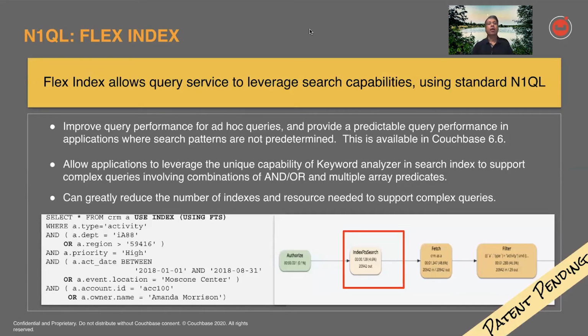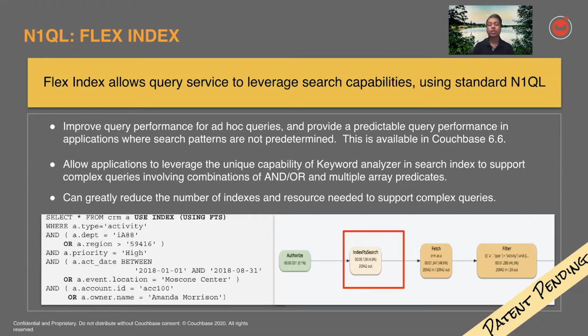Okay, Flex Index. This is a functionality that we introduced in Couchbase 6.6, but I think its capability is significant enough that it is worth emphasizing again. The Flex Index allows the query service to leverage both the search capabilities as well as additional performance optimizations using the search index on standard Nickel, right?